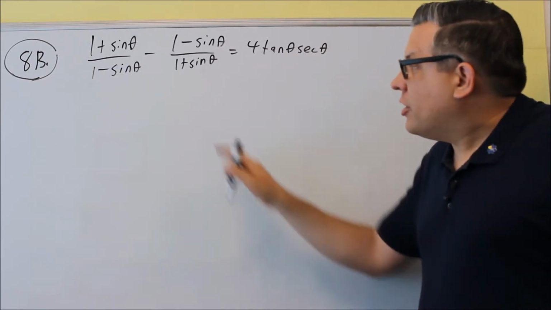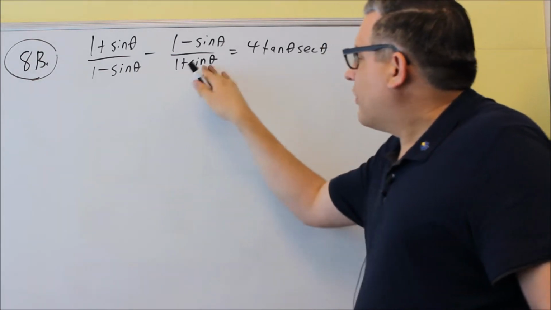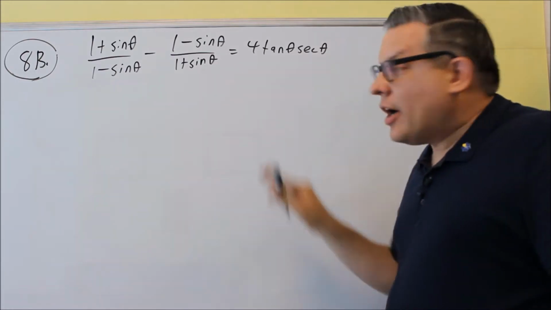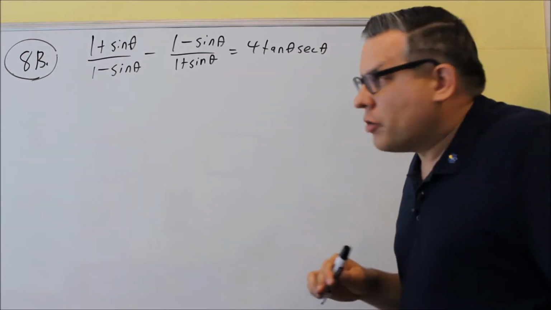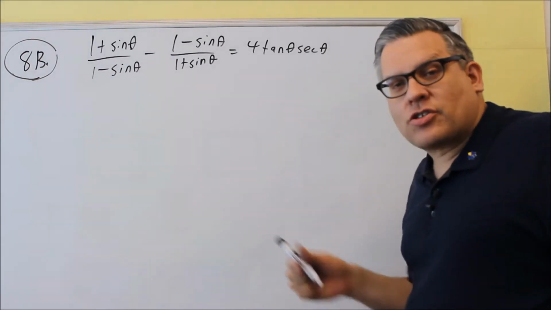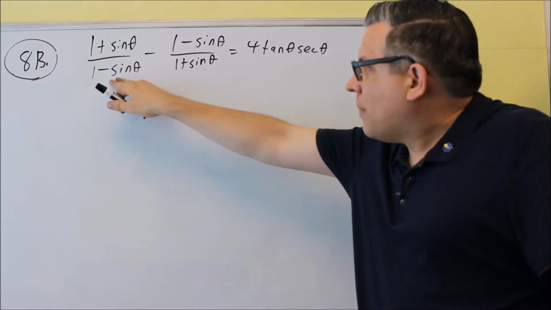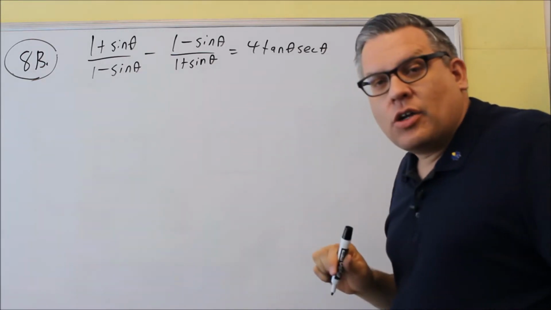Another strategy would be to get common denominators. So what I'll do is I'm going to get common denominators with the left hand side, and then I'm going to go ahead and put in the identity for the right hand side, and then I'll see where we're at that point and see what we can do further. Okay, so the left hand side, two fractions, we want to get the common denominator. The common denominator is going to be 1 minus sine and 1 plus sine. So I'm going to multiply each fraction by what it's missing.